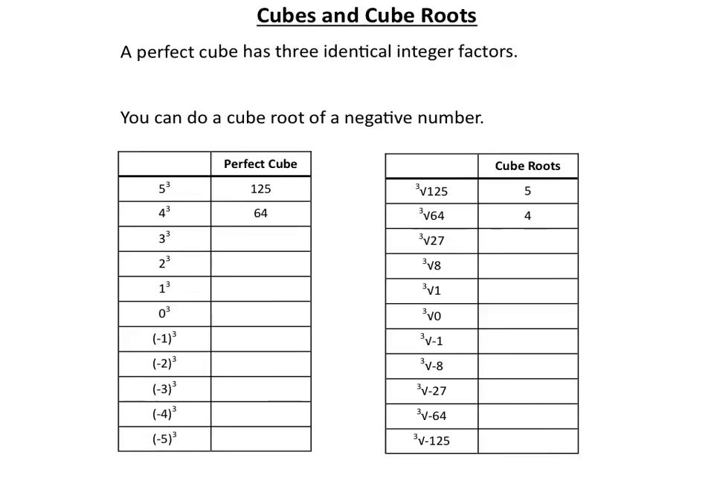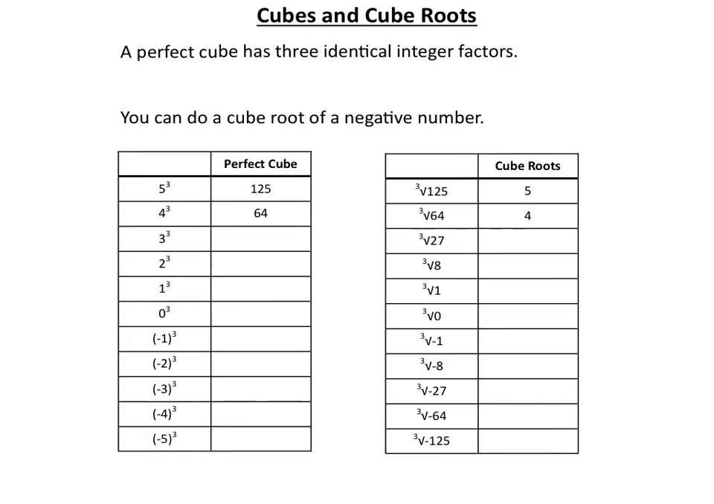Now you can do a cube root of a negative number, and that's because when you do a negative times a negative times a negative, it can equal a negative number. Just so that we're aware of that. So when we have 3 times 3 times 3, let's start at the top of the chart.